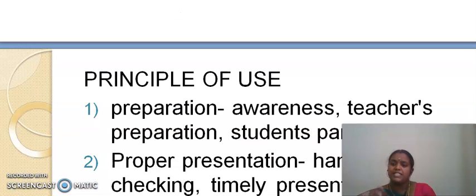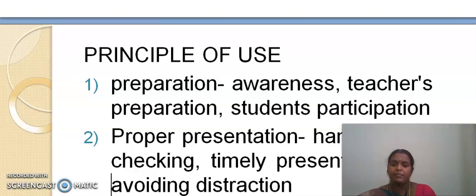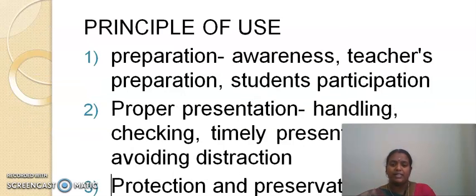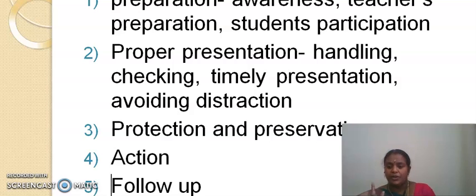And the next one is principles of using. While using the teaching aid, you have to adopt some principles. The first one is preparation. The preparation is very important in using that TLM. Okay, and the proper presentation. Preparation is not only important; while presenting it, that is while handling the teaching aid, the teacher should be very careful. That is the second principle, and you have to protect it.